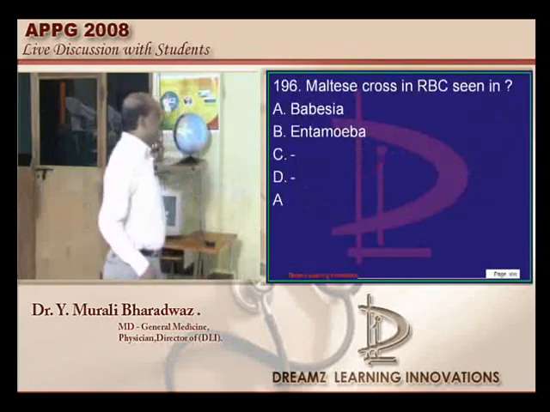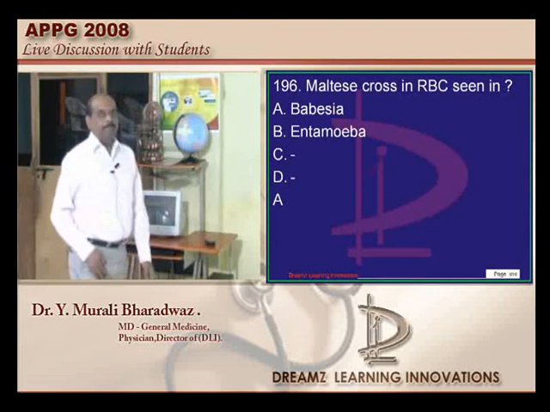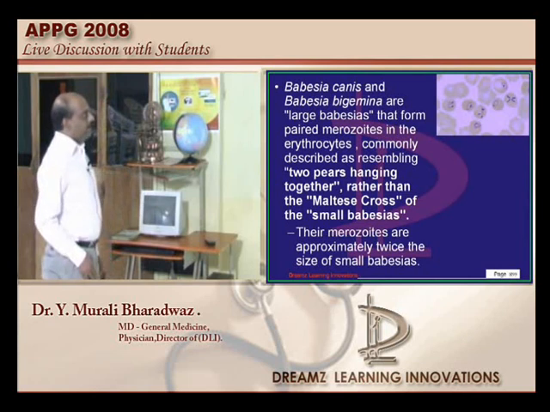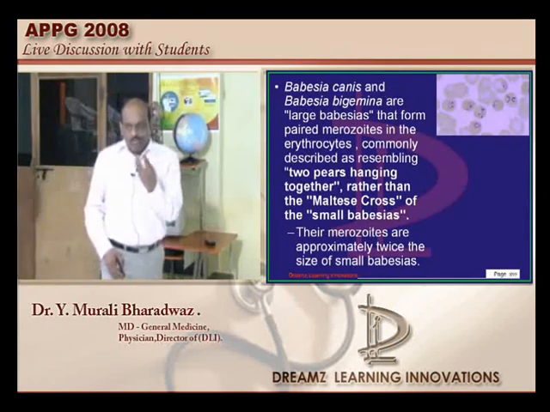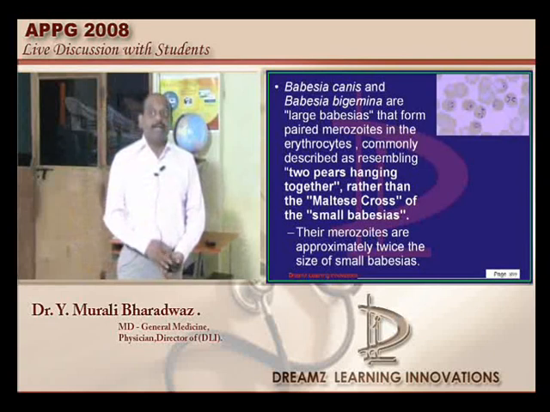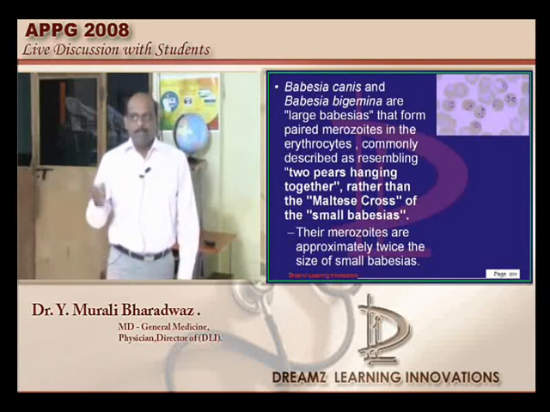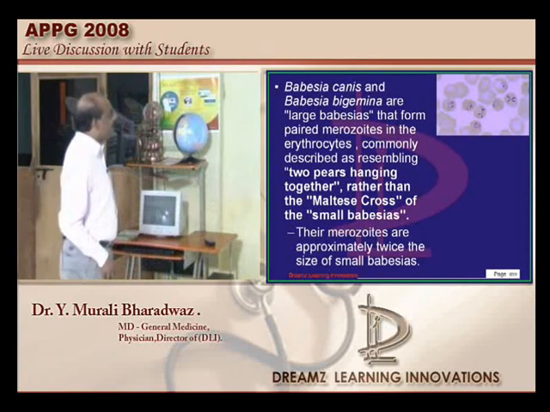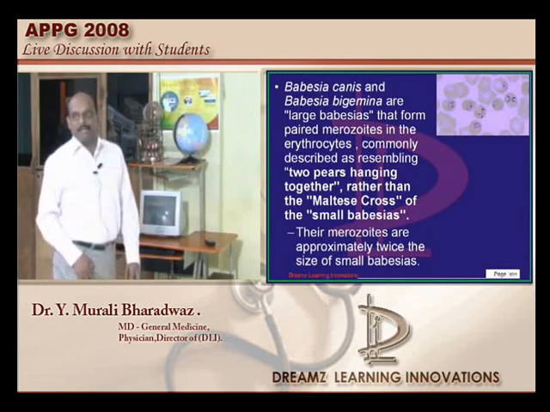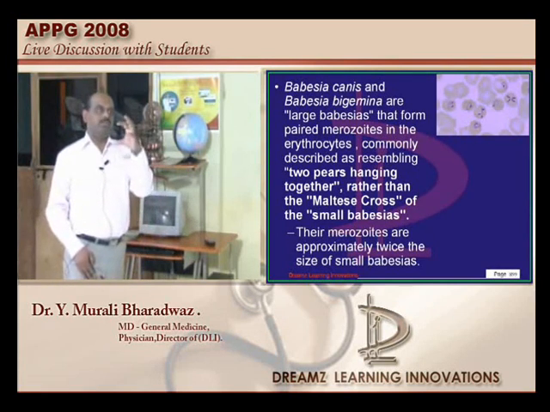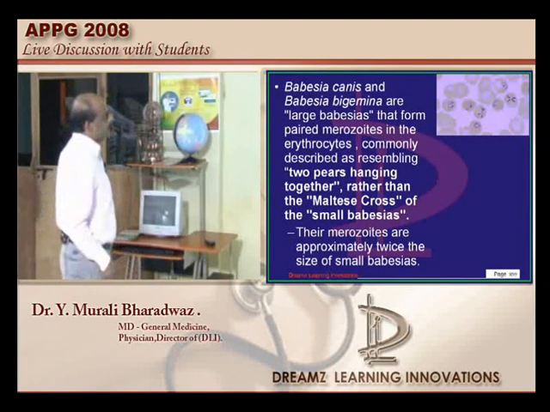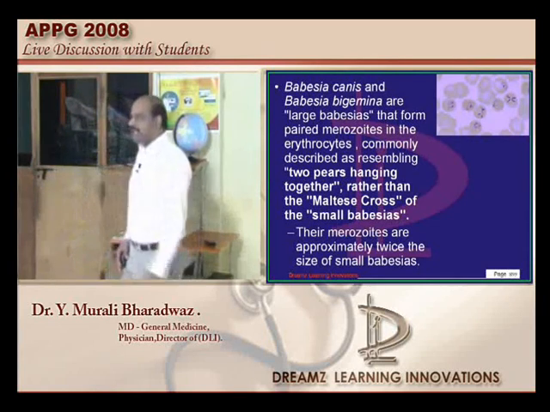Where do you see the Maltese cross in the RBC? If you look at Babesia in the erythrocytes, what are the only 2 organisms that you know which are intra-erythrocytic? Plasmodium, and the other is Babesia. The Babesia organisms hang like 2 pears, and that creates this Maltese cross-like appearance on microscopy, which needs to be remembered. Maltese crosses. Then what is an epicolic node?